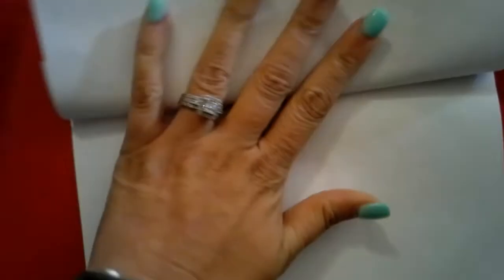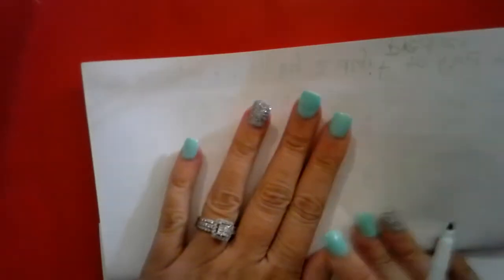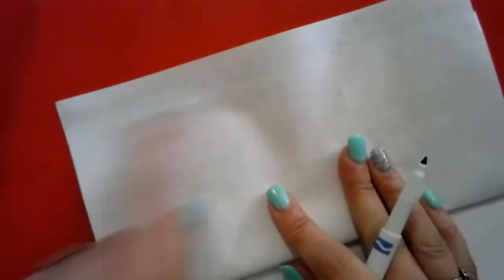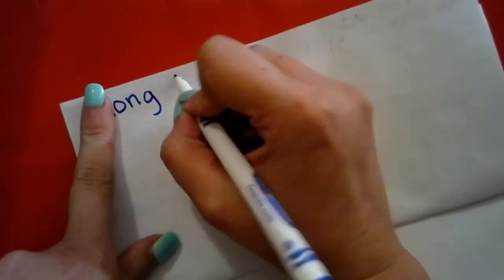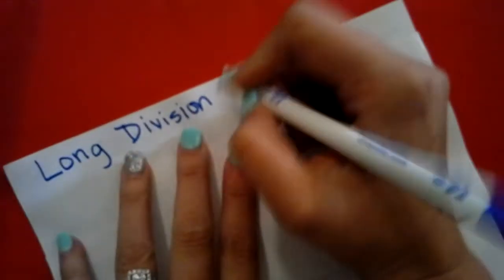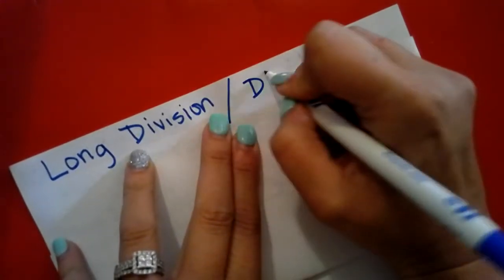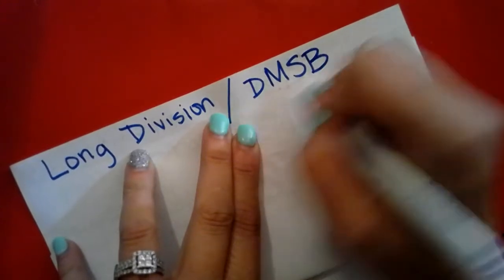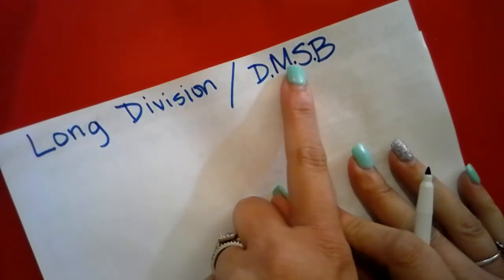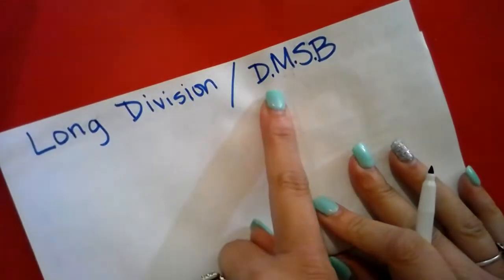Same thing, you're going to flip this all the way up. We are going to be writing at the top, and then we'll be gluing on the bottom. All right, so if we flip that open, we're going to label this top long division, because that's what this really is. Long division. And then our hint is DMSB. And we all know that that stands for divide, multiply, subtract, bring down, and then you would start over.